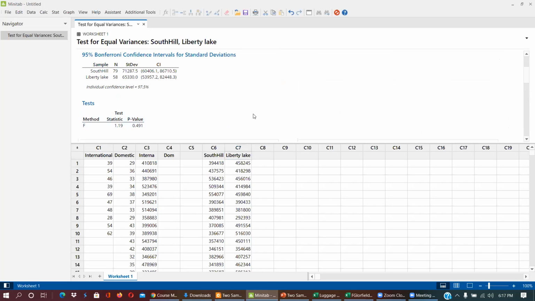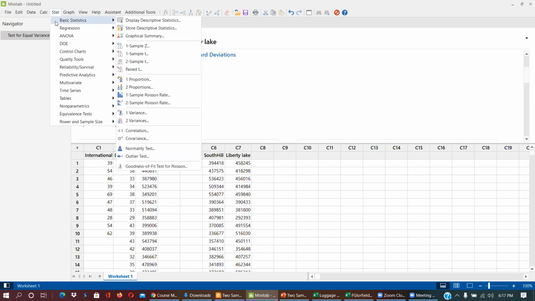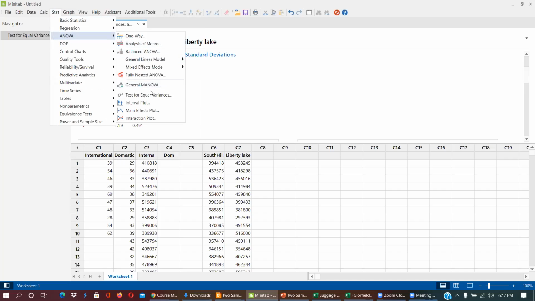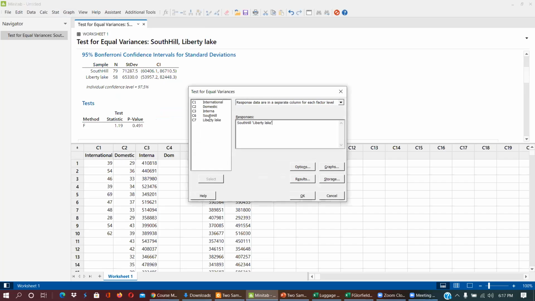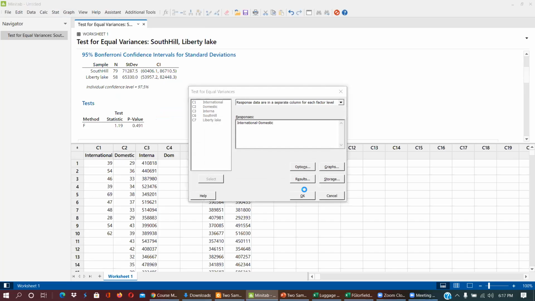If that is not the case, let's say I have this data related to our example that I have given for your assignment, fill in the blank, international and domestic bags. So I just go and check this under basic statistics, ANOVA. Under ANOVA, we have test for equal variance. Let me put these two things here.